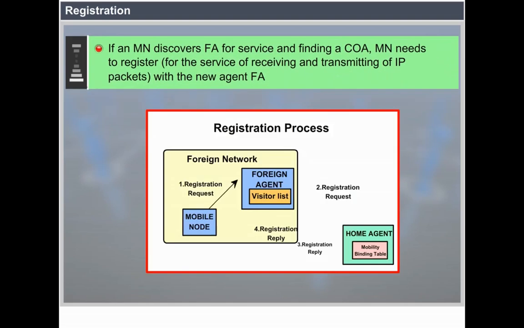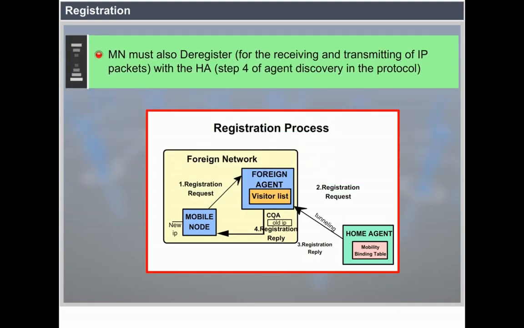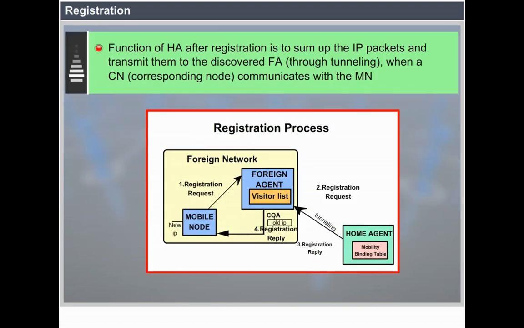Registration. When an MN has discovered an FA for service and found a COA, the MN needs to register for the service of receiving and transmitting of IP packets with the new agent FA. MN must also deregister for the receiving and transmitting of IP packets with the HA, step 4 of agent discovery in the protocol. The function of the HA after registration is to encapsulate the IP packets and transmit them to the discovered FA through tunneling whenever a CN, corresponding node, communicates with the MN.